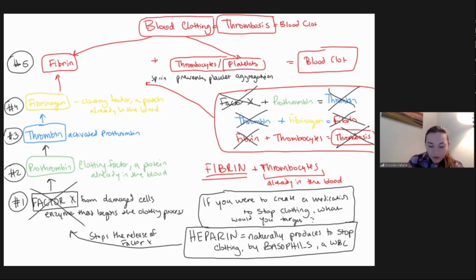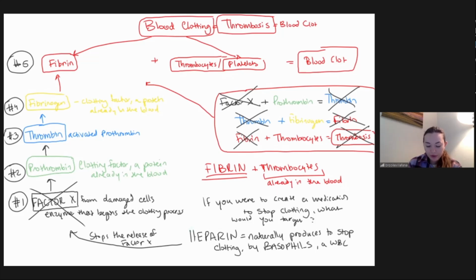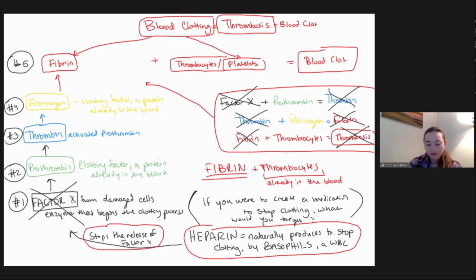Okay, so hopefully that made sense to everybody. I'm not trying to confuse you. Just to be very clear, you need to know heparin for your exam. I was wording it that way just to make you critically think, but so we're all on the same page, this is something you need to know for your exam: heparin is released by basophils, a white blood cell, and it stops the release of factor X. Good? So the conversation was more critical thinking, but for the test, heparin stops clotting by stopping factor X.